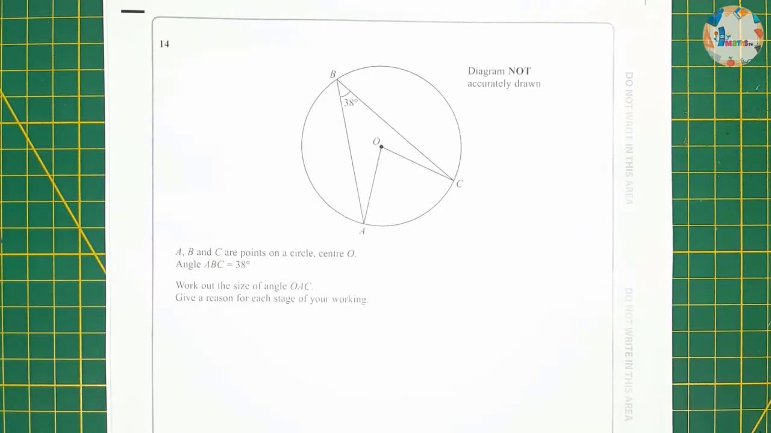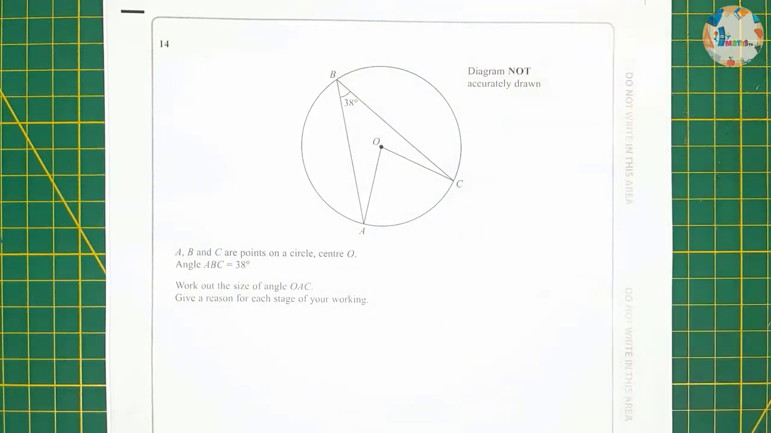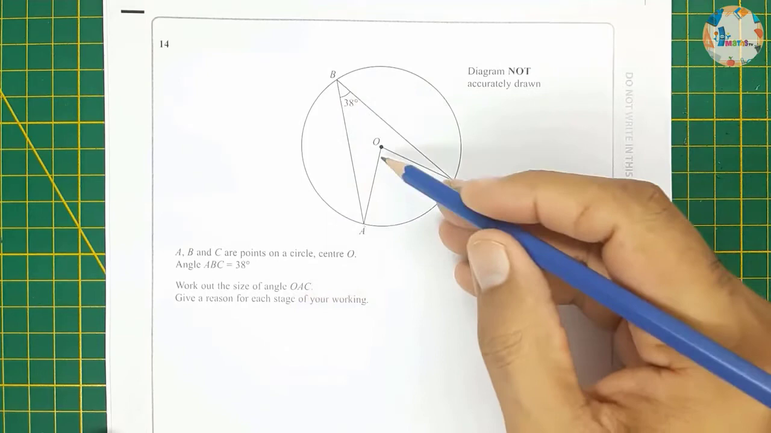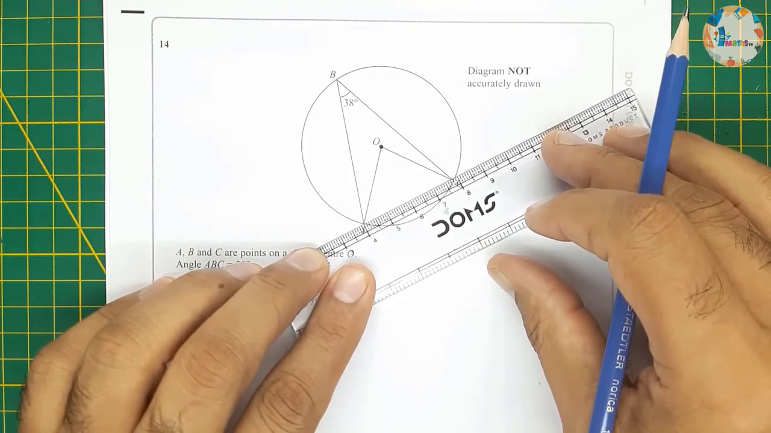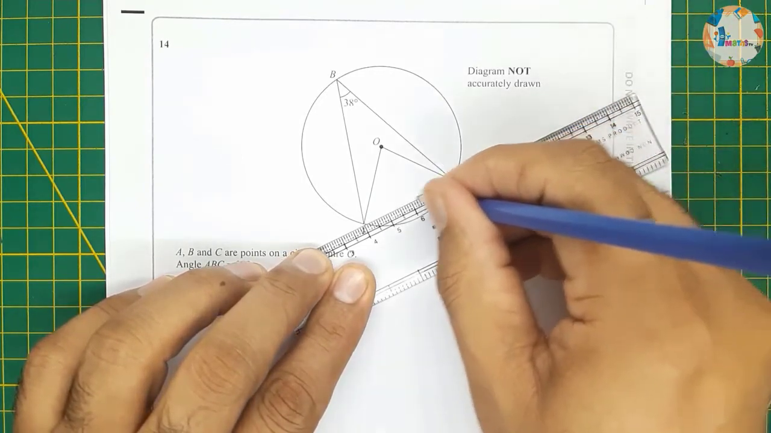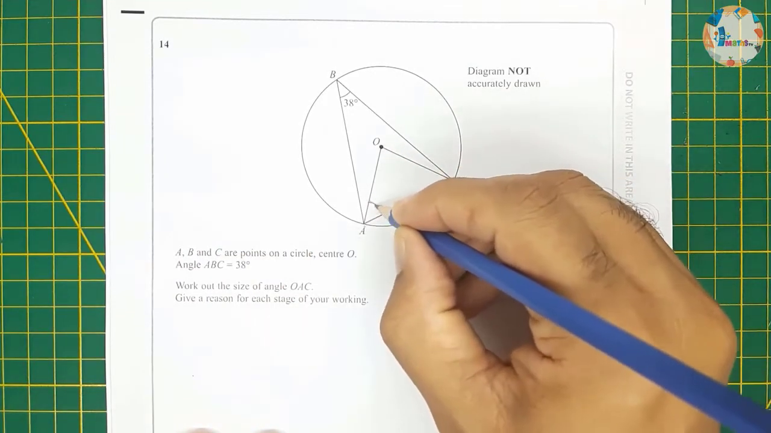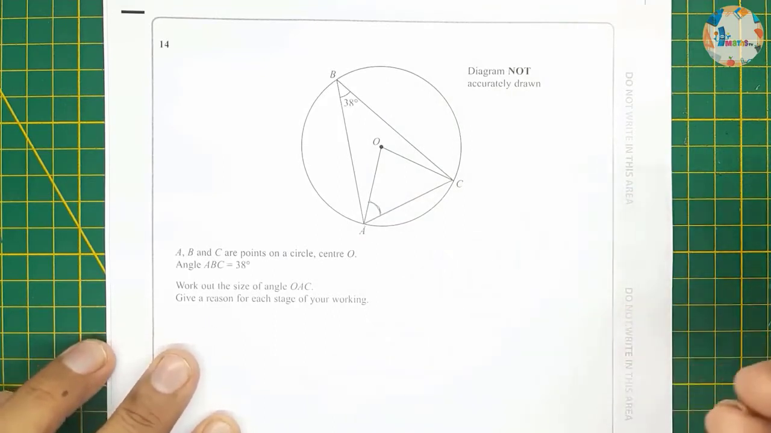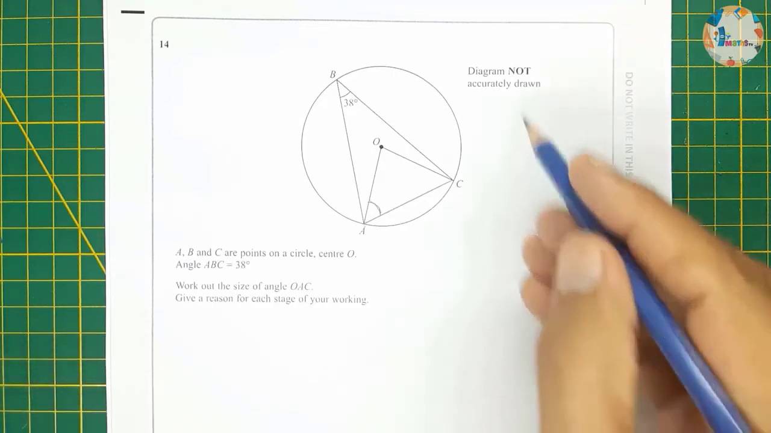Now this is question number 14. A, B, C are points on a circle center O. Angle ABC is equal to 38, which is provided. Work out the size of angle OAC. So OAC will be this angle if we join these two points. So angle OAC will be this one. Give a reason for each stage of your working. This is a 4 marks question. Drawing is not to scale.